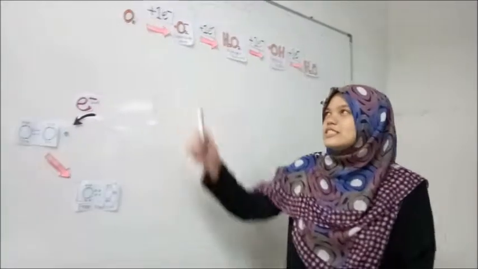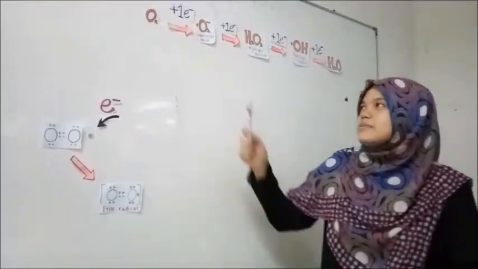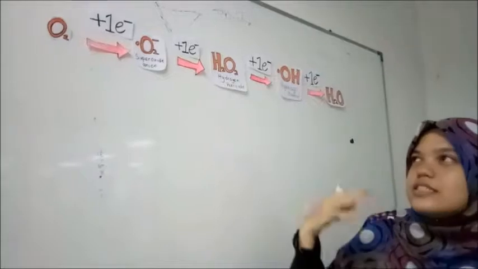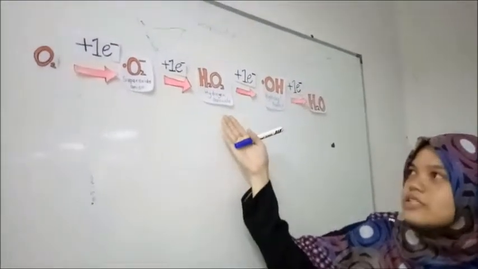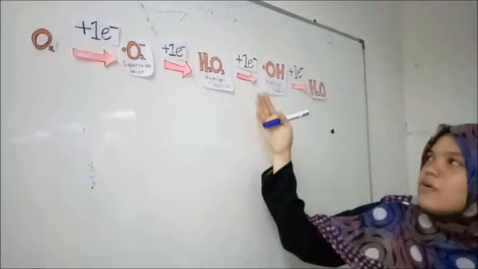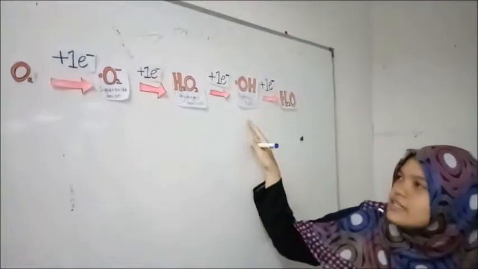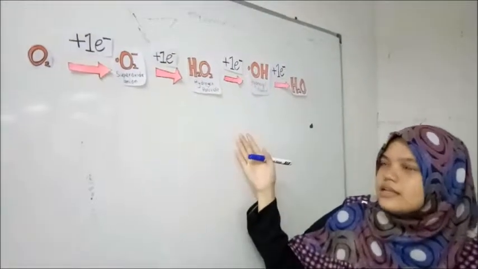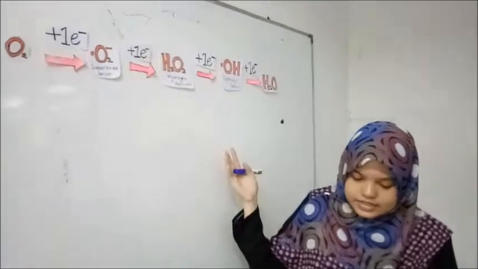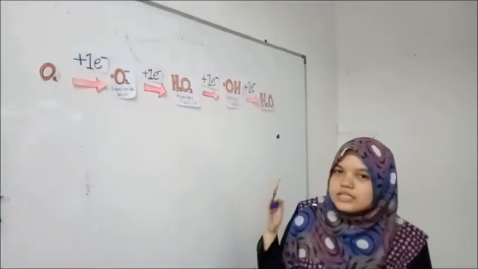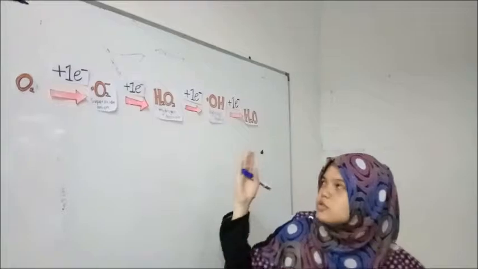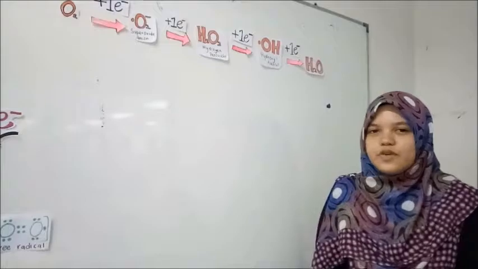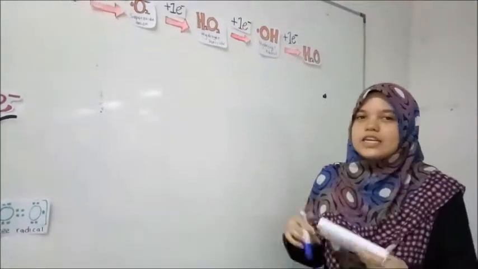Firstly, when oxygen accepts 1 electron, it will become the superoxide anion, the first free radical. Then when it accepts 1 more electron, it will become hydrogen peroxide. And when it accepts 1 more electron, it will become hydroxyl radical. These 3 electrons received by the oxygen is called partial reduction, meaning it does not receive all 4 electrons to reduce to become water. So that's how radicals are formed in normal conditions in our body.